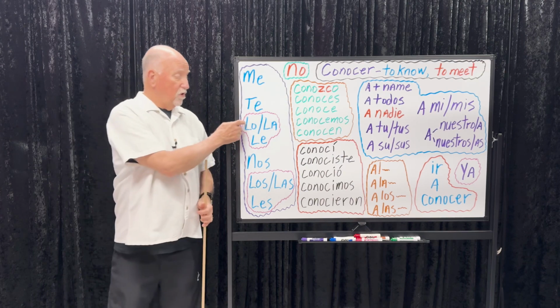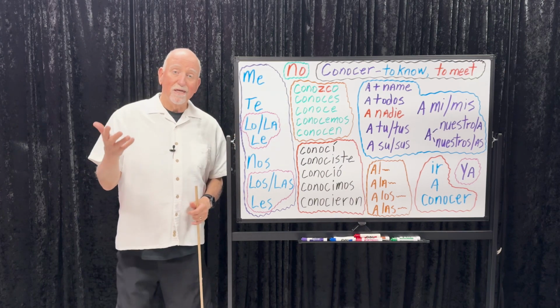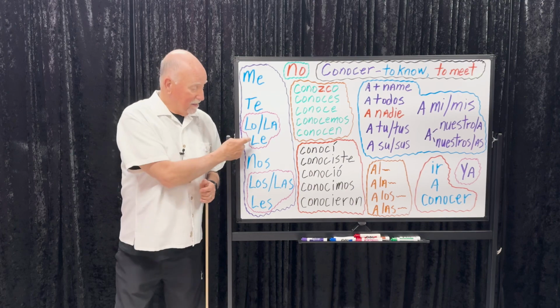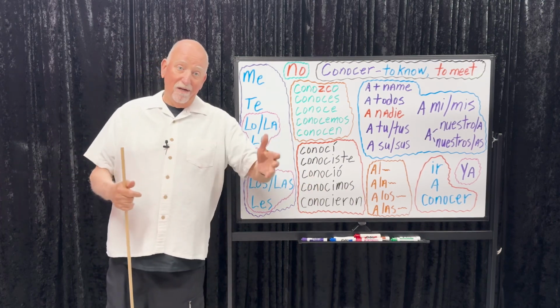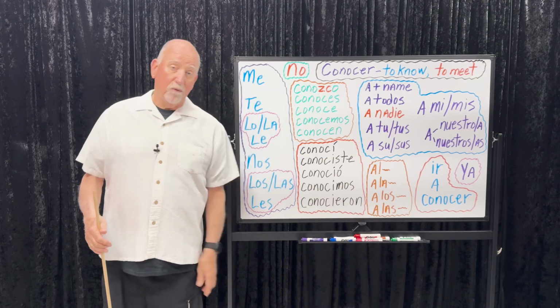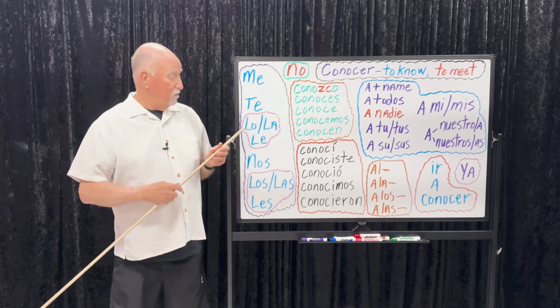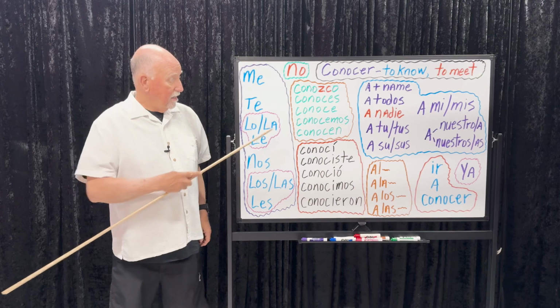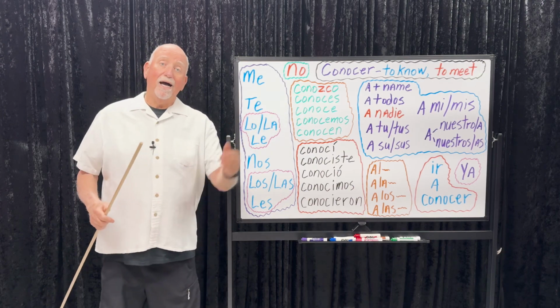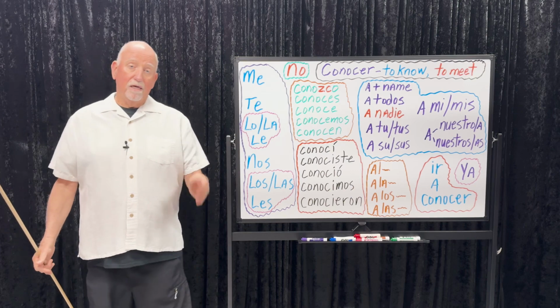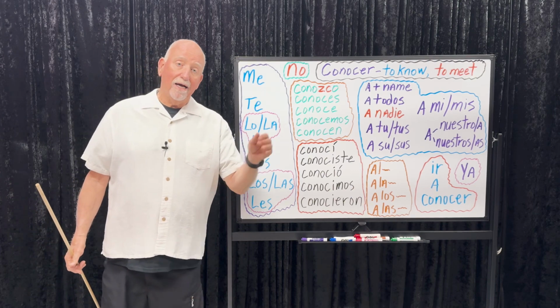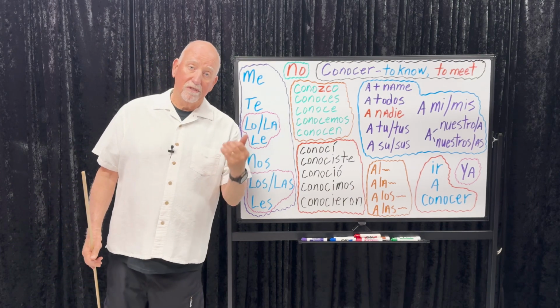Now, when you use lo or la, there's no need to clarify. But when you say le, here we go again. Who are you talking about? You're talking about él or ella. So therefore, if you want to clarify, you would go, I don't know her. No le conozco a ella. The a ella to clarify. I don't know him. No le conozco a él. But we're going to stick with the lo and the la.